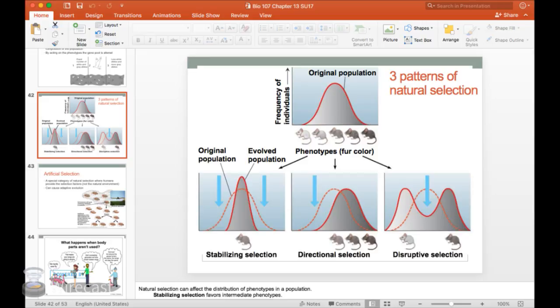One of the big take-homes from this is that stabilizing selection selects for the intermediate and against the extremes. Directional selection selects for one of the extremes. Disruptive selection selects for both of the extremes. So understanding the definition as well as what these graphs look like is going to be very important. Okay, so make sure that you understand how to do that.